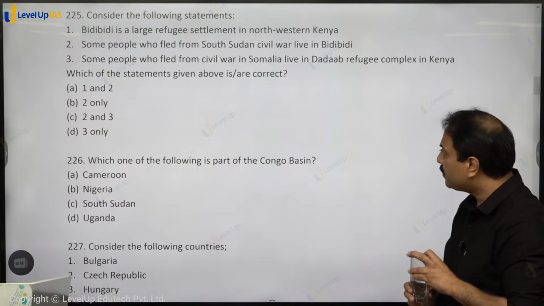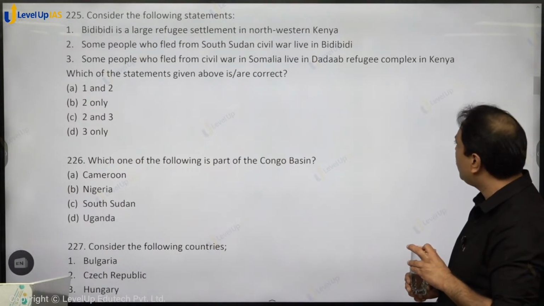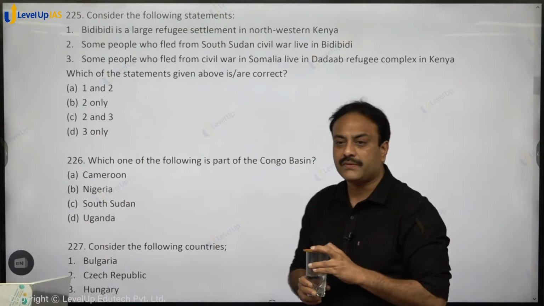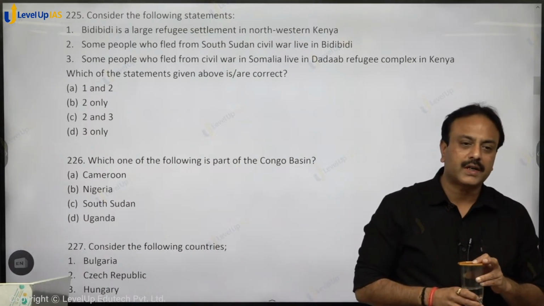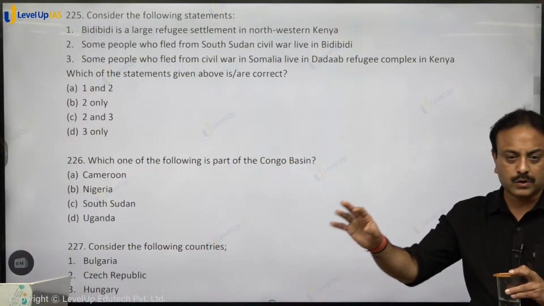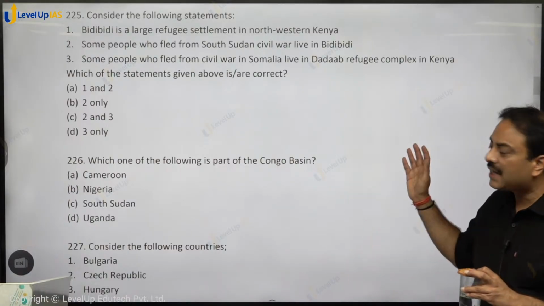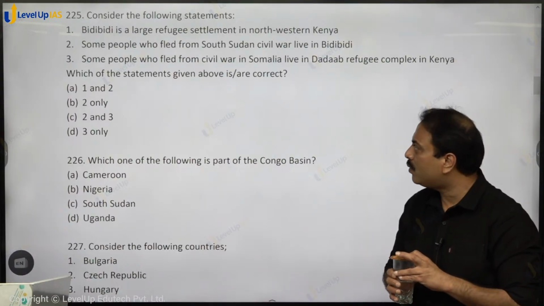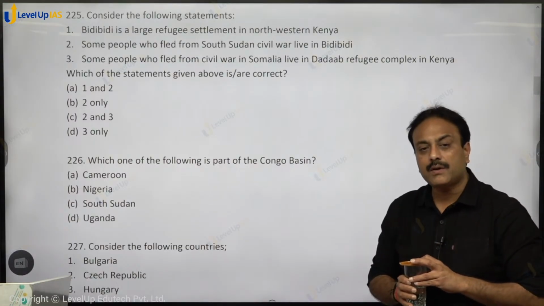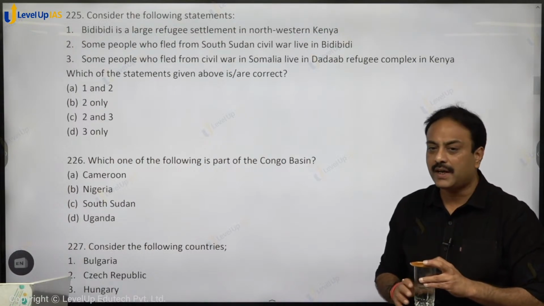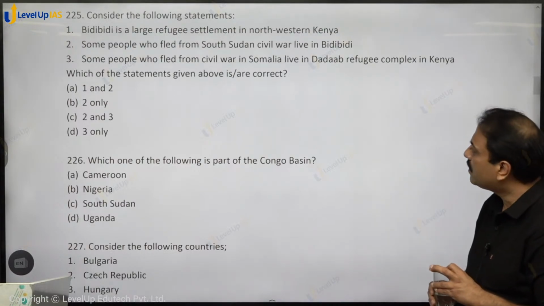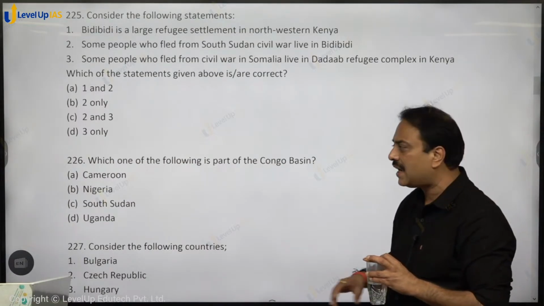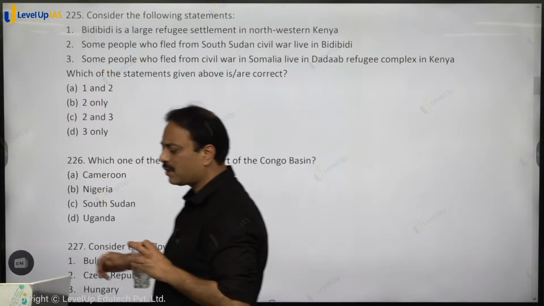Some people who fled from civil war in Somalia live in the Dadaab refugee complex in Kenya. In Somalia, when the same thing started, this refugee camp was created on the eastern side of Kenya, close to the borders with Somalia. That was named Dadaab in Kenya. Statement 3 holds true. Statement 2 holds true. Statement 1 holds wrong in terms of country. It is not Kenya, it is Uganda. So which of the statements given above are correct? 2 and 3 only. Option C, C for cat, will be the right answer to this particular question.